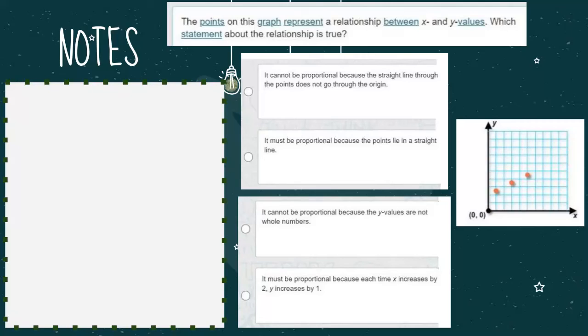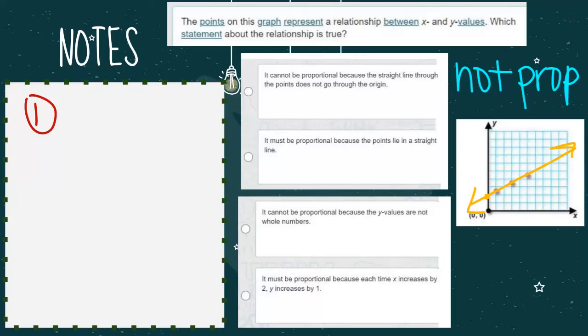All right. If the points on the graph represent a relationship between x and y values, which statement about the relationship is true? So I'm going to go ahead and just connect those dots, make it a line. Now, I see that this crosses the y-axis right there, and that is not the origin, which means that this is not proportional. Remember, we talked about 2 main important things to define a proportional relationship.